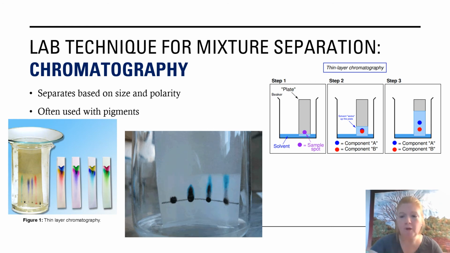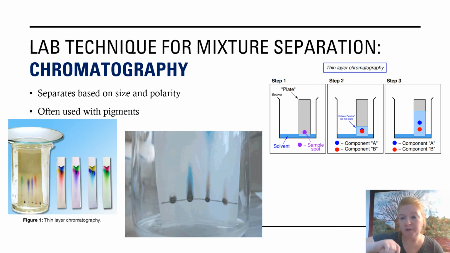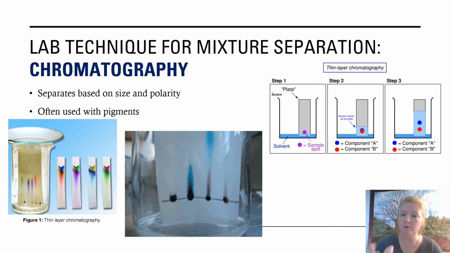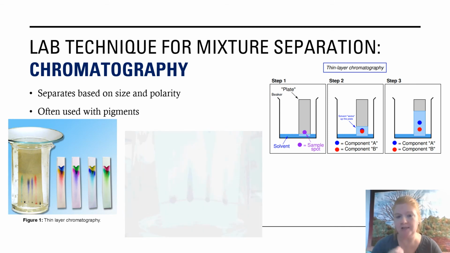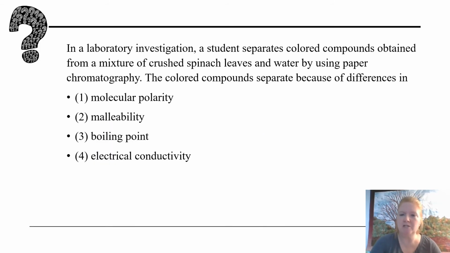Chromatography. Chromatography, you can see, allows us to separate based on size and polarity. Different size molecules will move up the paper faster. Smaller ones move faster. Ones that are soluble in the liquid, the medium that we're using, will move faster. Ones that aren't soluble are kind of stuck at the bottom. It's often used with pigments. All right, so in a laboratory investigation, a student separates colored compounds obtained from a mixture of crushed spinach leaves and water by using paper chromatography. The colored compounds separate because of differences in, so why again do they separate? Either size, but that's not here. The other one is molecular polarity.